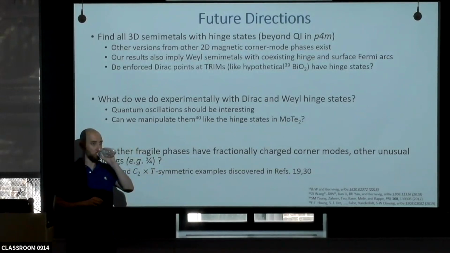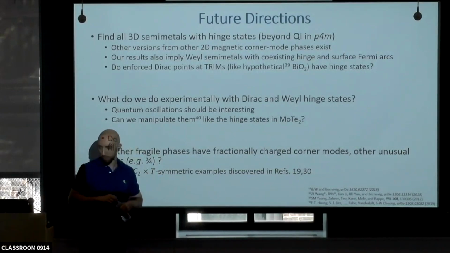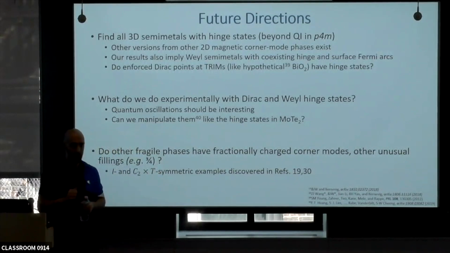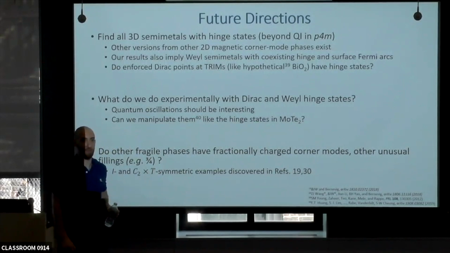So if I understand correctly, the reason for the appearance of these unusual hinge states is just that you have in the plane, a 2D DCI with corner modes. Yep. It doesn't matter whether it's fragile, whether it's quadrupole. Yep.